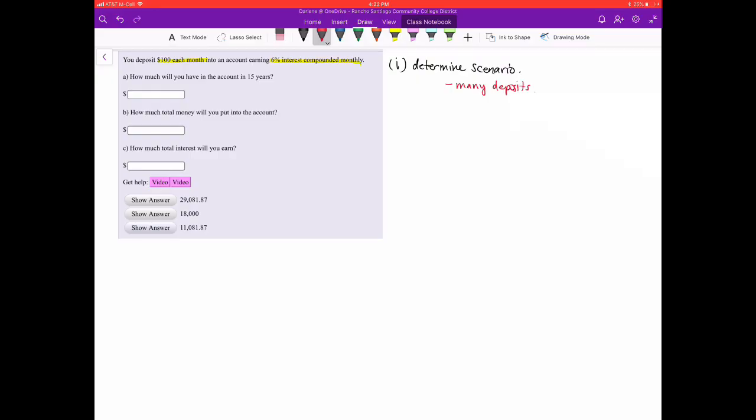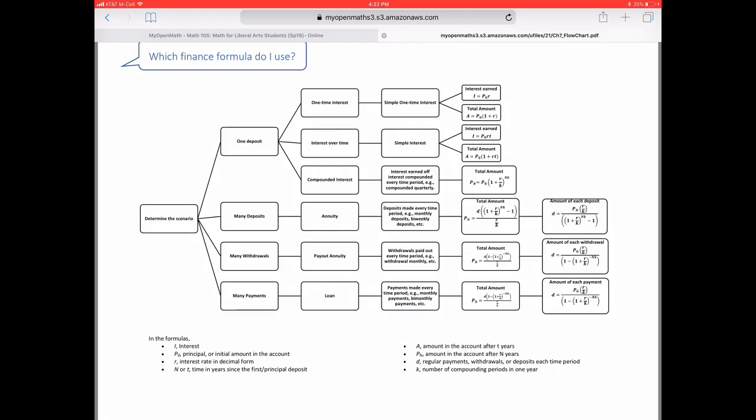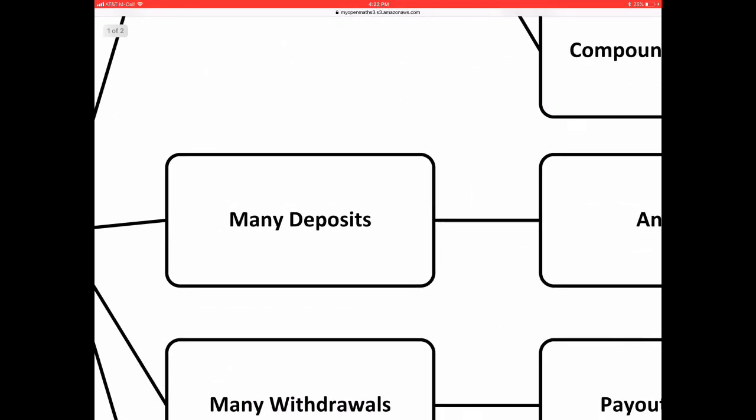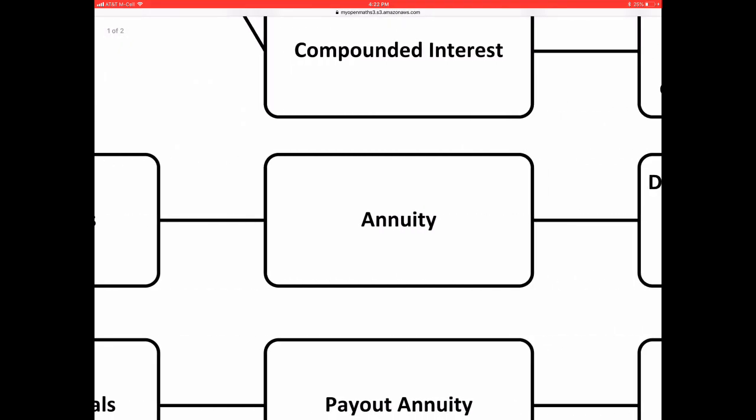In the Chapter 7 folder, you had a flowchart. So here's the flowchart, and the first thing it wants you to do on the far left is to determine the scenario. Notice we have one deposit, many withdrawals, or many payments. In this case, we're making a deposit. And in fact, because we're depositing every month, we are doing many deposits. And following the flowchart, this would be called an annuity.